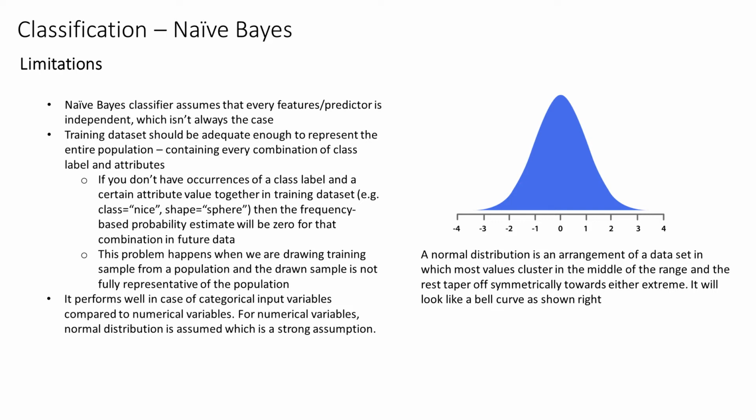This problem happens when we draw a training sample from a population and the drawn sample is not fully representative of the population. Naive Bayes does perform well in case of categorical input variables compared to numerical variables. For numerical variables, normal distribution is assumed, which is a strong assumption.